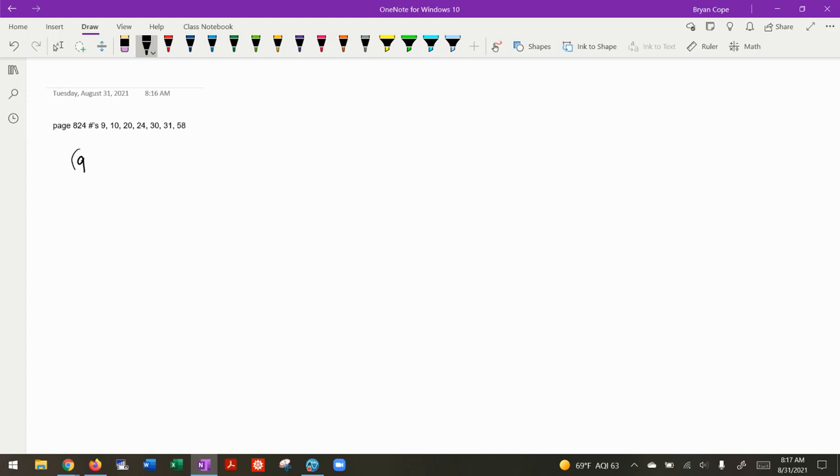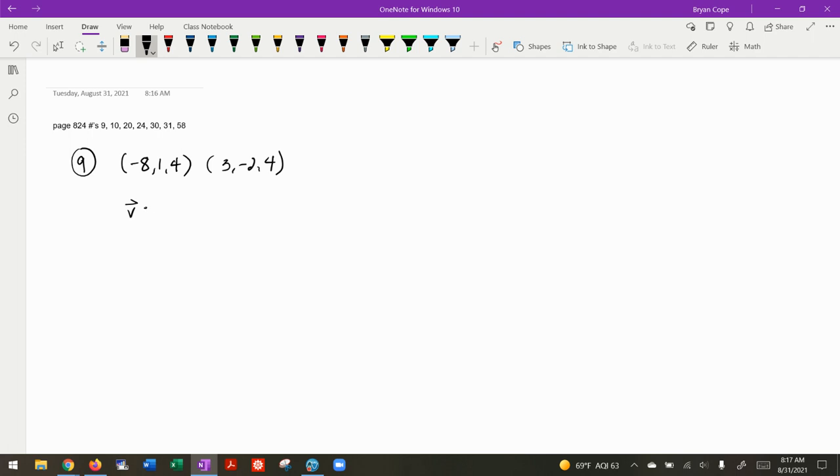So we'll start with number 9 on page 824. It says the line through the points (-8, 1, 4) and (3, -2, 4). So we're going to try to find parametric equations and symmetric equations. Remember in class I mentioned that symmetric equations were not something I wanted to emphasize, but I will show you the solution just in case you're interested.